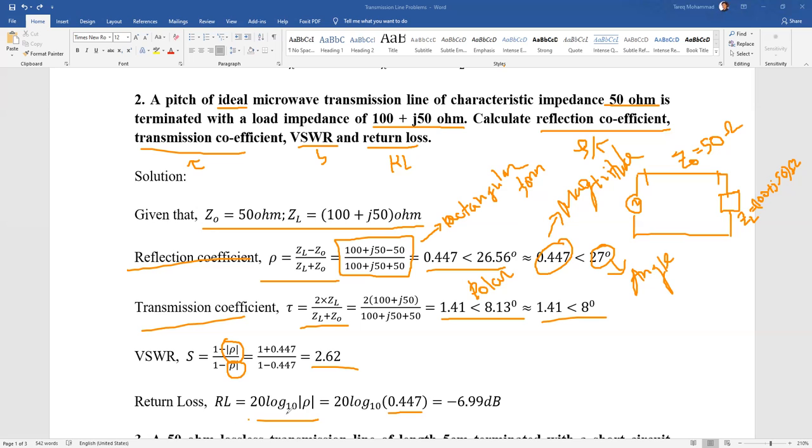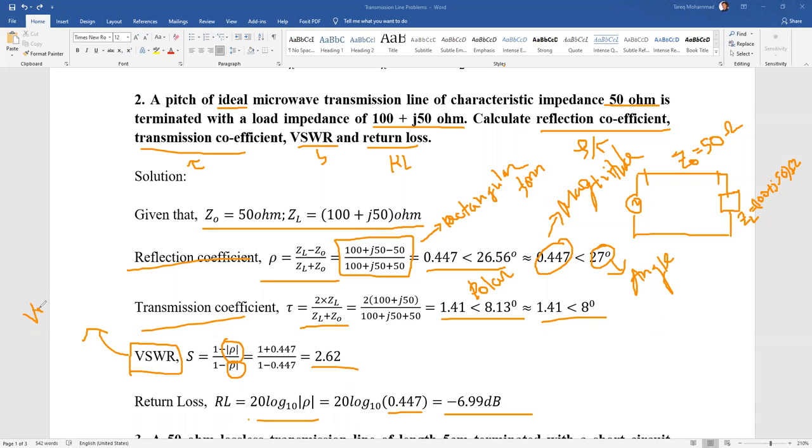Okay, so as a result, you will get the return loss value, which is minus 6.99 dB. dB means the decibel. Okay, so check this math by yourself, then inform me of any question. Is there any question? Sir, what's VSWR? VSWR. Okay, that is called the voltage standing wave ratio.